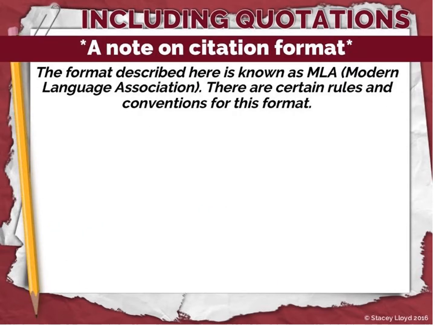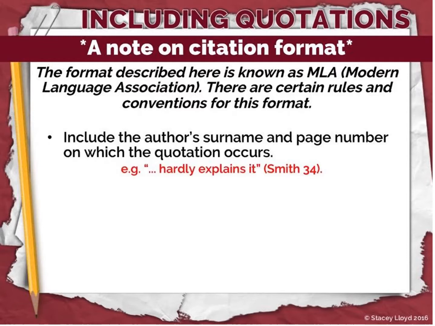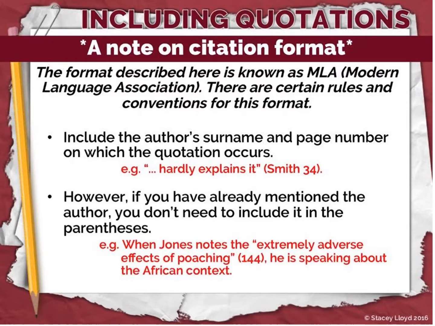A note on citation format: we are using MLA format, and there are certain rules for this format. Include the author's surname and page number on which the quotation occurs. Here you have open parentheses Smith, 34, which is the page number, and close parentheses. However, if you've already mentioned the author, you don't need to include it in your parentheses. When Jones notes the "extremely adverse effects of poaching" (144), he is speaking about the African context. Here, since you're using MLA format, the reader would infer that your author is Jones because you have referenced Jones.